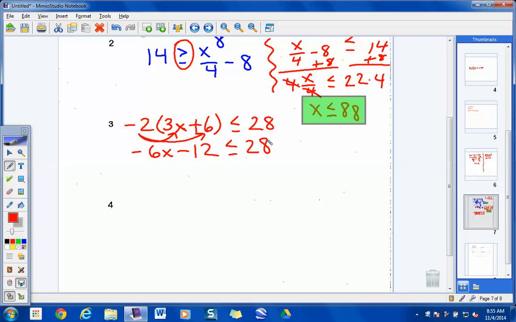Okay, what's the next step? You add 12. Plus 12, plus 12. Yes, please. Okay. Left side, I have negative 6x. What sign am I bringing down? Less than. Yes, less than or equal to. This will be 40.